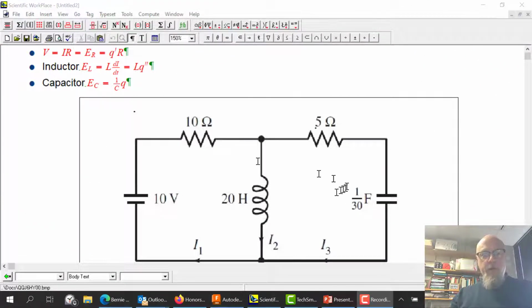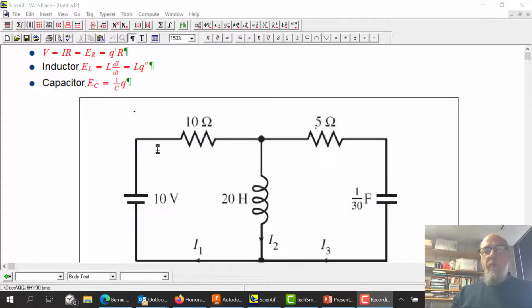So here we have a circuit, and it's got several loops in it. We've got resistors here, like this 10 ohm resistor, this 5 ohm resistor. The voltage drop across a resistor is V equals IR, Ohm's law. And so I'm going to write that by Q prime.